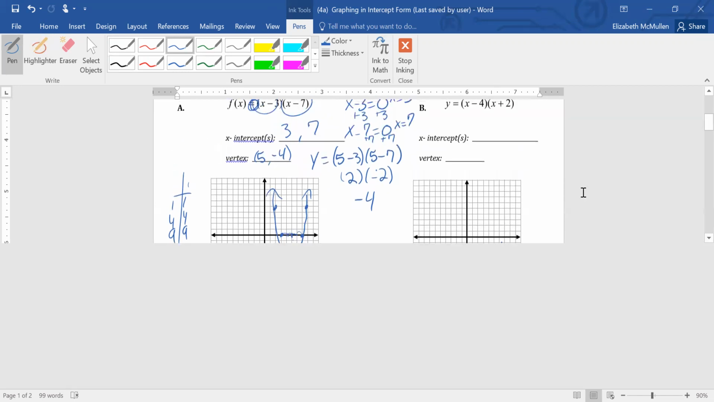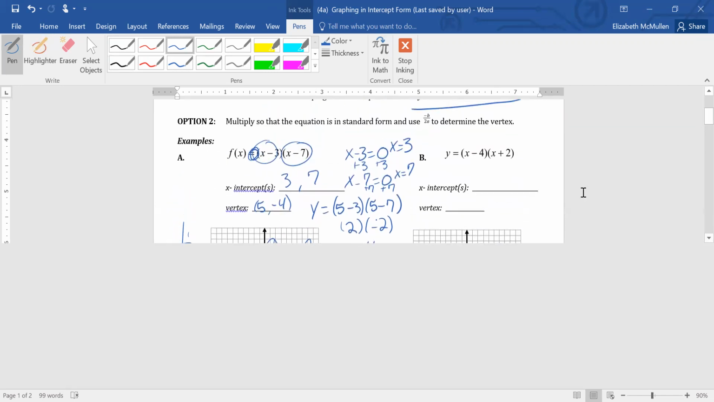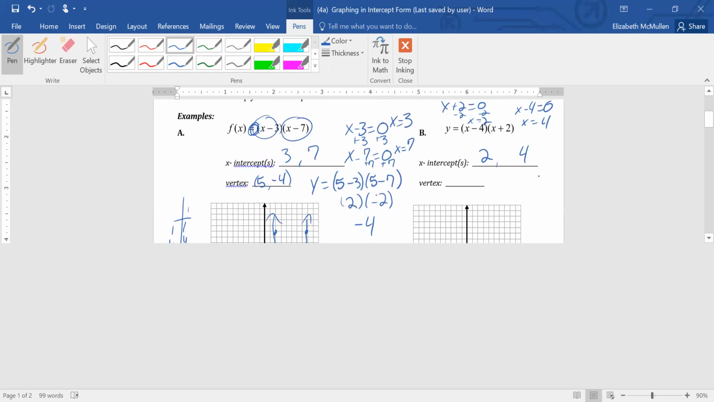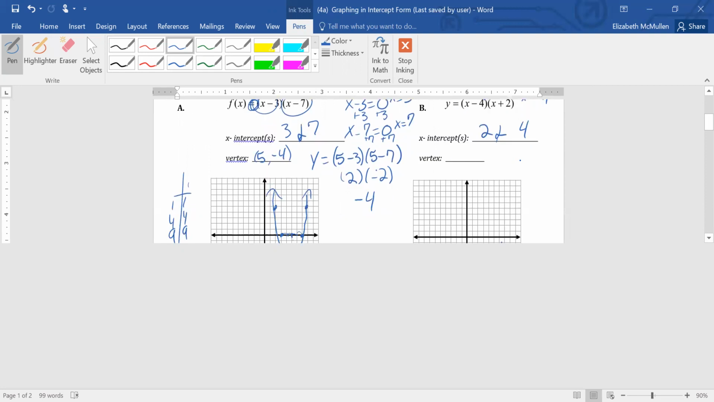All right, let's do the next one. x minus 4 equals 0. x plus 2 equals 0. So x equals 4 and x equals negative 2. So our x-intercepts are at 2 and 4. And actually, let's make these "and" signs instead of commas just so we don't think that they're coordinates. So at 2 and 4, well, what's halfway between that? 3. So my vertex is at 3 something.